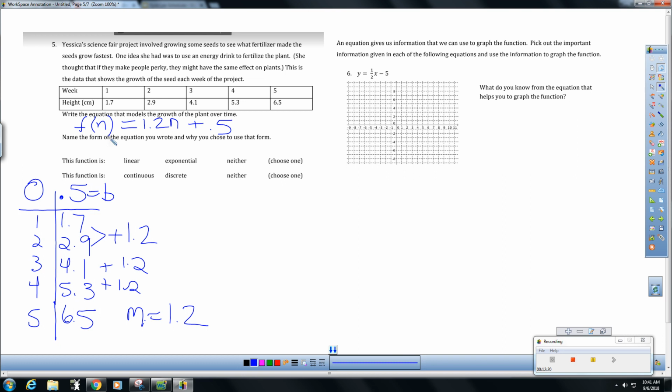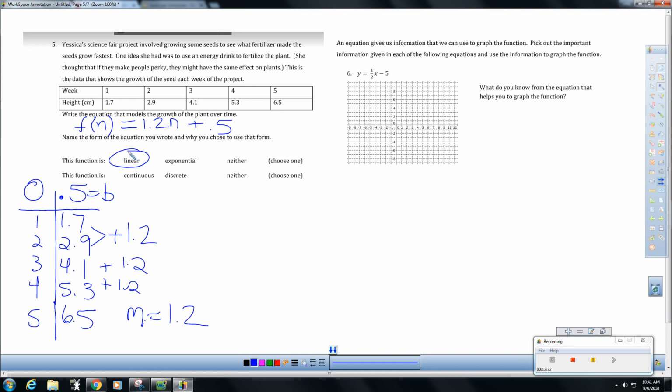Okay? Is this function linear or exponential? Continuous? Yeah. The growth of the seed. I think it is, but I'm not even going to circle one here. I don't know. Can we divide the week in half? I think you can, but then you're going to have half weeks. I don't know. I'm not worried about it.